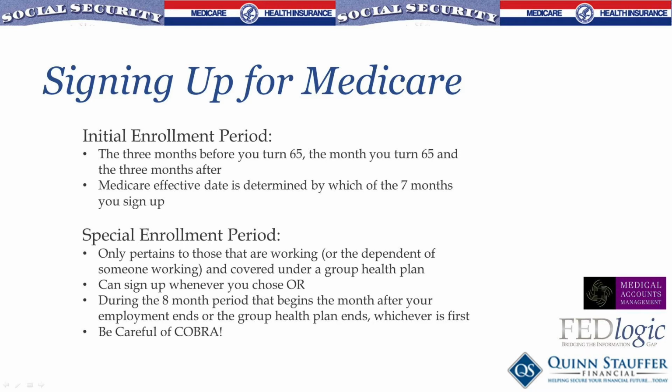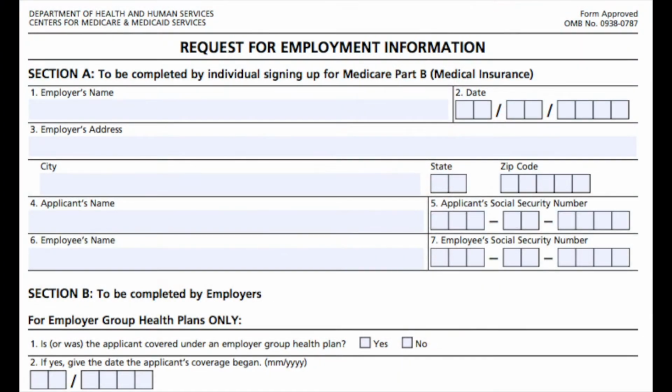The rule is, as long as you're actively working, that's important. Because there's a form that you have to fill out. It's called the L564 form. And you take it to the Social Security office, and that is what proves to the government that you've been covered under this group plan since at least 65. And that's what waives your late enrollment penalty.